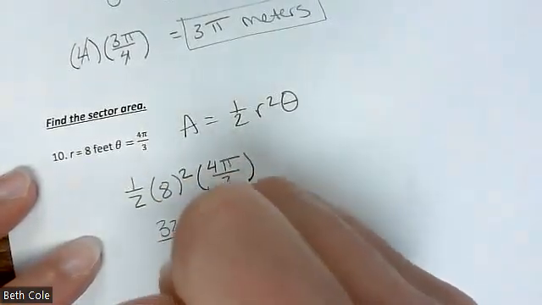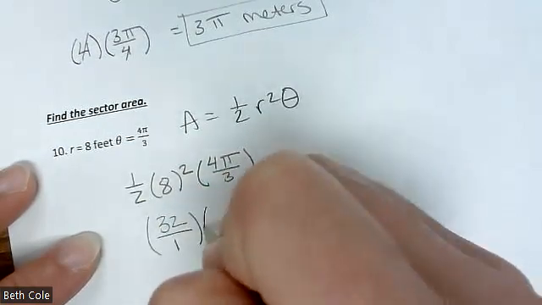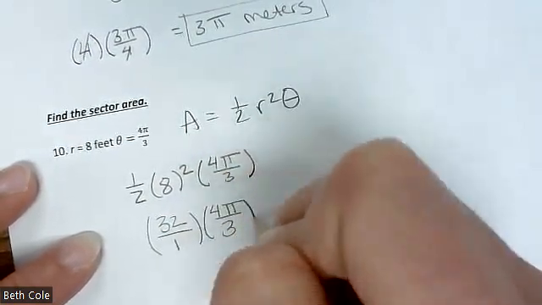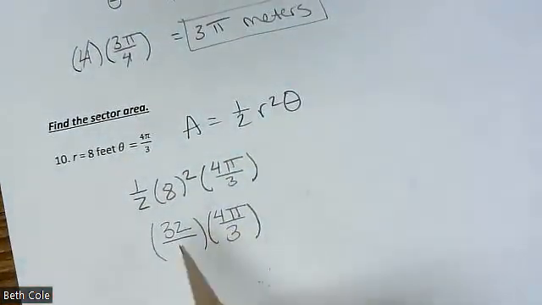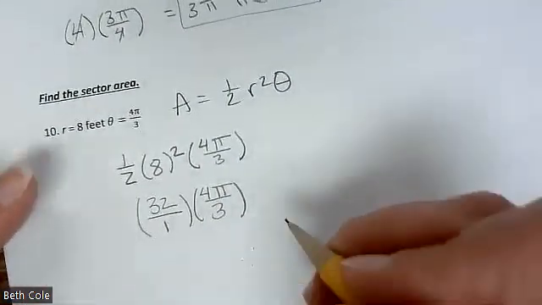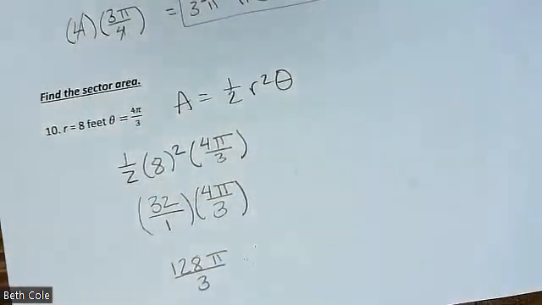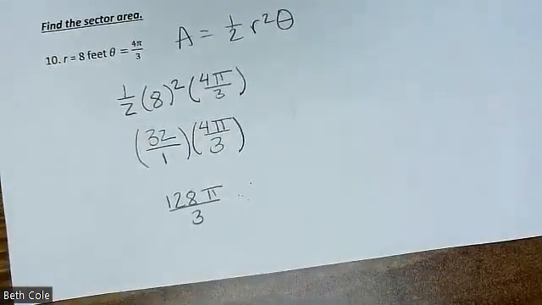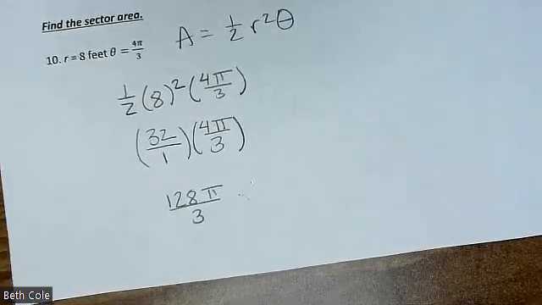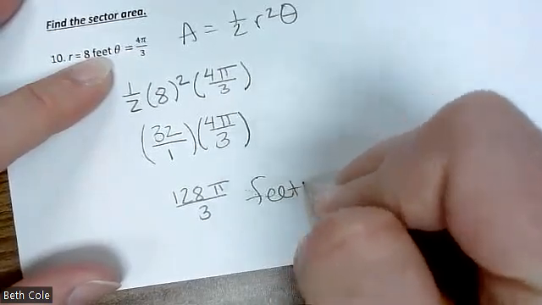Can I make a suggestion? You write it as 32 over 1. That does end up helping people if you do that. And then the last thing you would do, unfortunately, you have to do 32 times 4. Just multiplying across here. 1 times 3 is just 3, so that's easy, but 32 times 4, what is that? 128 pi over 3. That doesn't reduce, so which is cool because then you just leave it. But what are your units for area? It says feet squared because it's 2-dimensional.